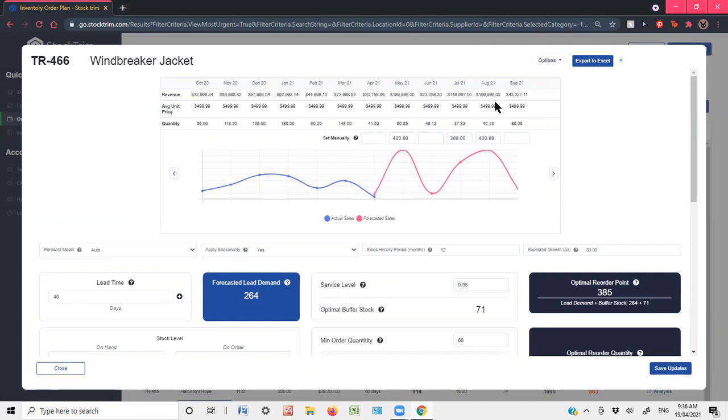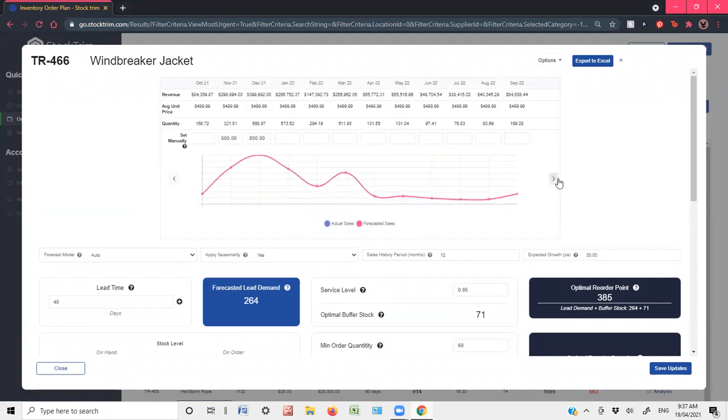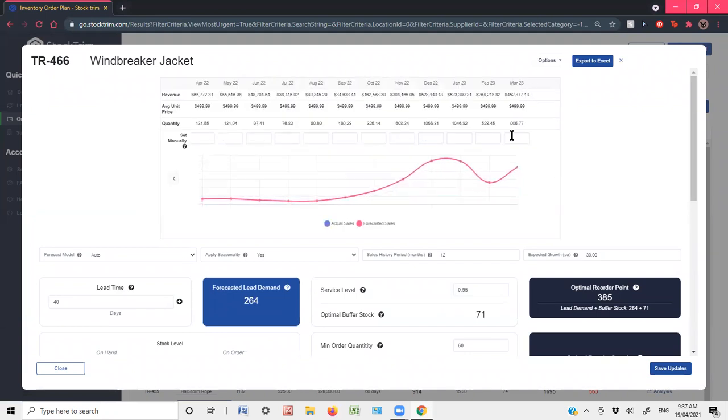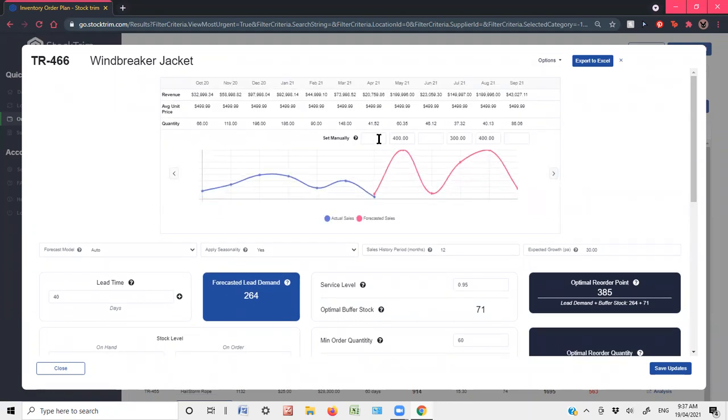The pink line and the data through here is forecasting out 24 months in advance to show you the forecast that StockTrim has generated based on the current information that's been provided. So if I scroll through here, I can see that we've got a forecast for this windbreaker jacket right out to March 23 in this case. If I scroll back, and you can see here that we've entered in some values manually.